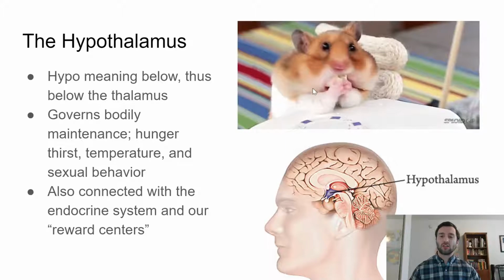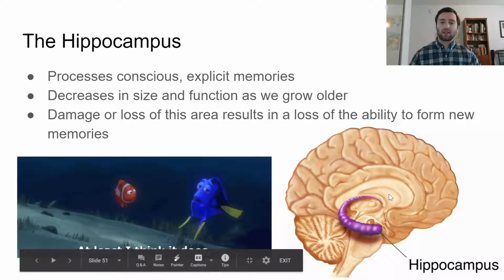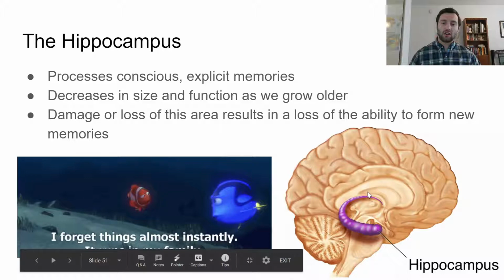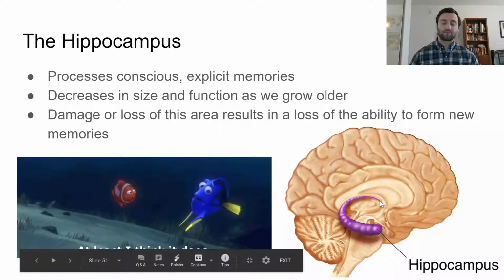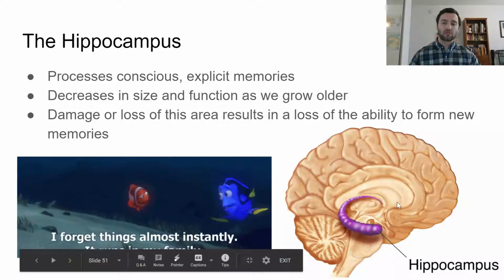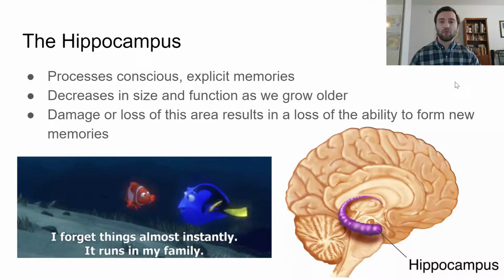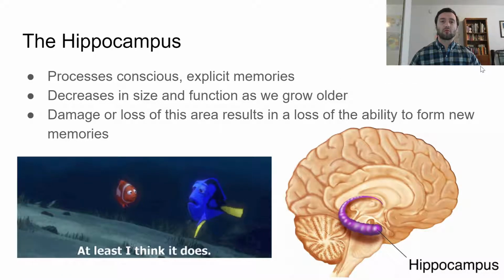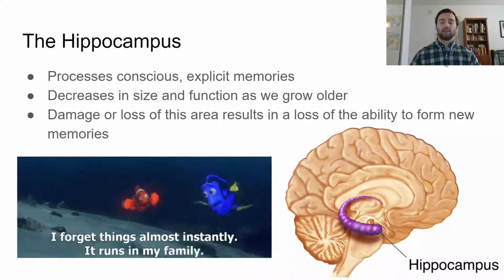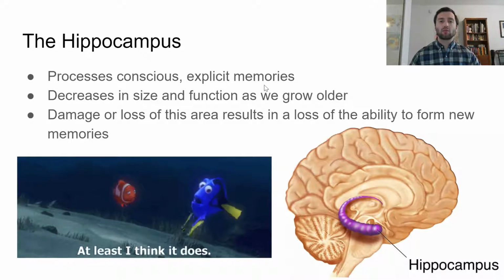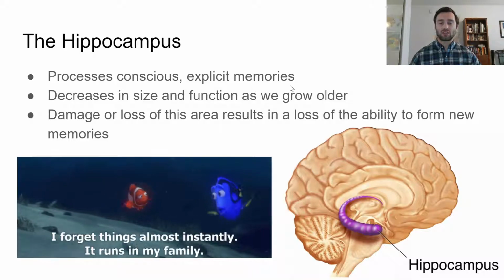Our next one, hippocampus. The hippocampus is like a little snail or worm, right here. It wraps around, almost like a horn, like a bighorn sheep. It has a few different functions, but the really big important one is the processing of conscious explicit memories. We don't talk too much about memories just yet. We do that in the cognition section of the class.